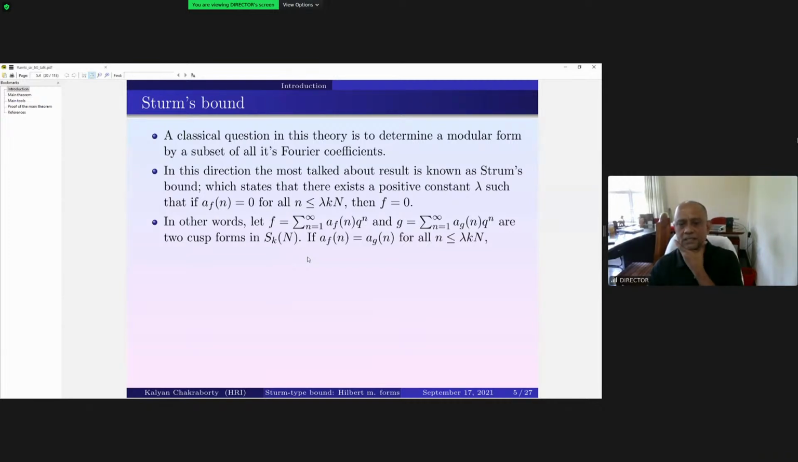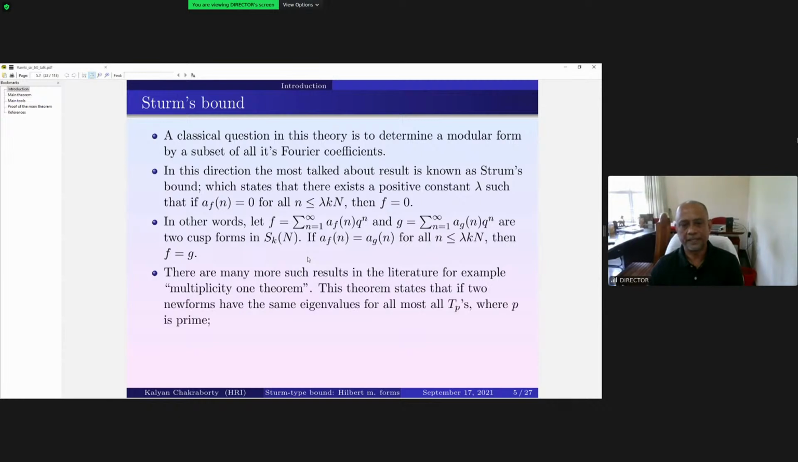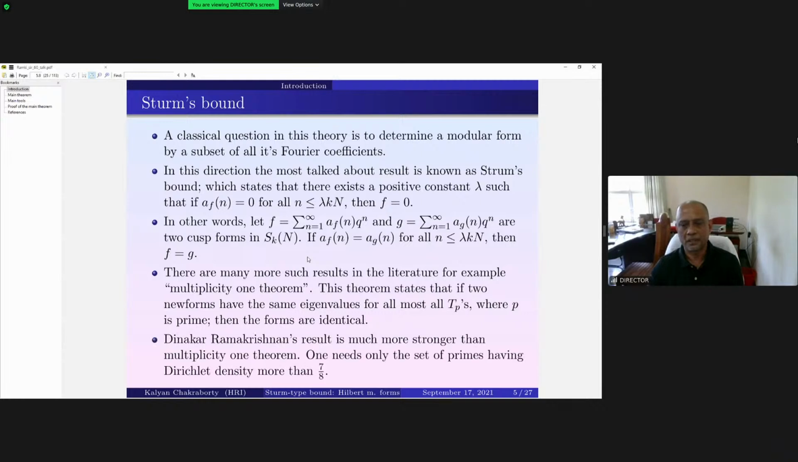So there are many results of this type. One can talk about the multiplicity one theorem, which states that if two newforms have the same eigenvalues for almost all the Hecke operators T_p, then these forms are identical. And a stronger result, which is due to Dinakar Ramakrishnan, says that one has to check only a set of primes having Dirichlet density more than 7/8. So these are some results which are there.